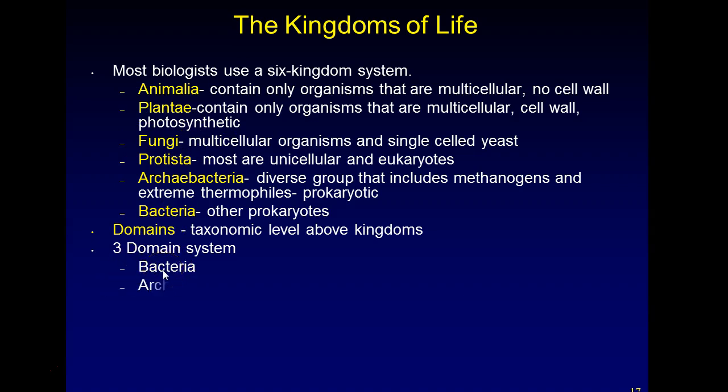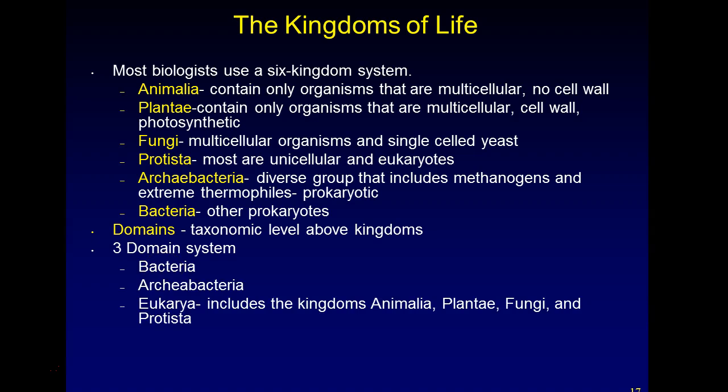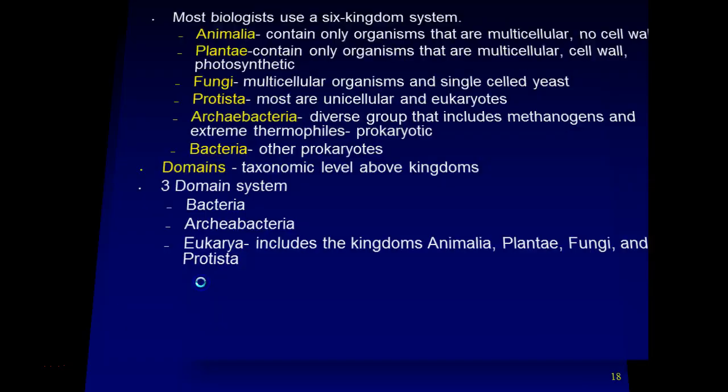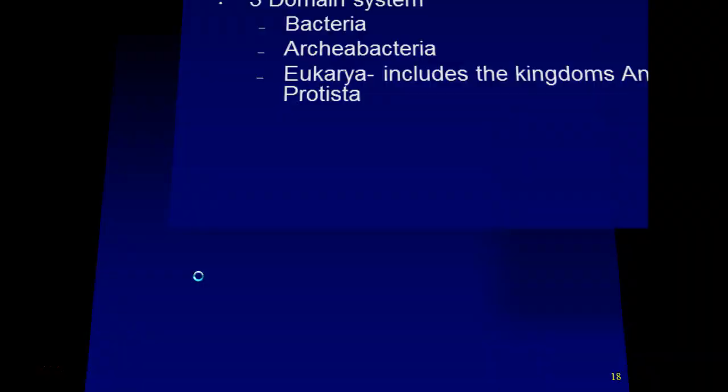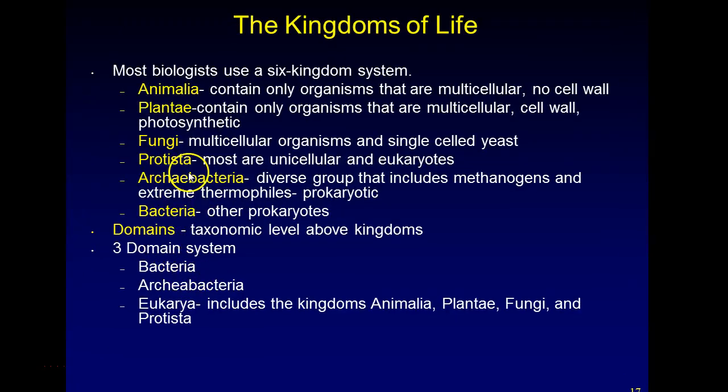We have bacteria, archaeobacteria, and eukarya. So bacteria here has its own domain and kingdom. You're probably asking why. Because there's so many of them, it's impossible to ignore that the majority of life on Earth is bacteria. And then we go back, Archaeobacteria has its own domain. And then Eukarya includes animal, plant, fungus, and protist, all grouped together in one domain.